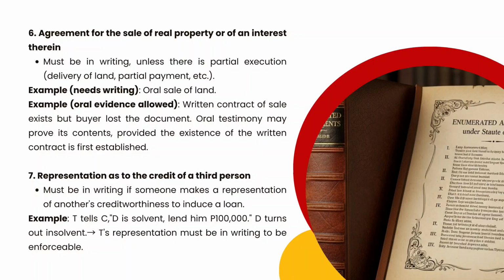Examples: 1. S orally sold his land or his right of usufruct in said land to B. The agreement is also unenforceable unless it has been partially executed. 2. S agreed in a private document to sell his land to B. The document was given to B, who lost it. May B prove the agreement by oral evidence? Yes. Here, what is to be proved is not an oral, but a written contract of sale.